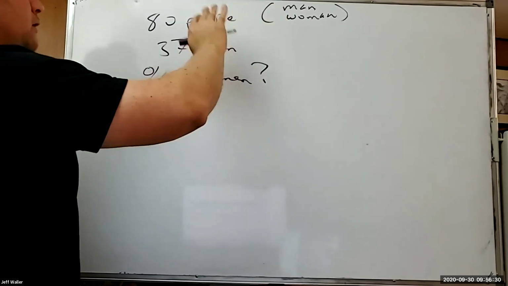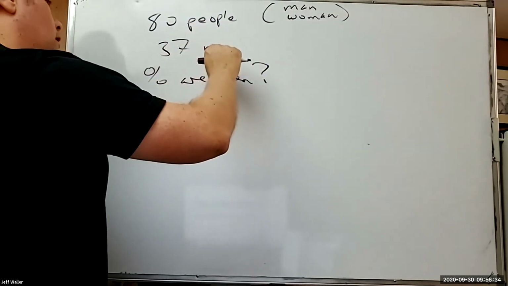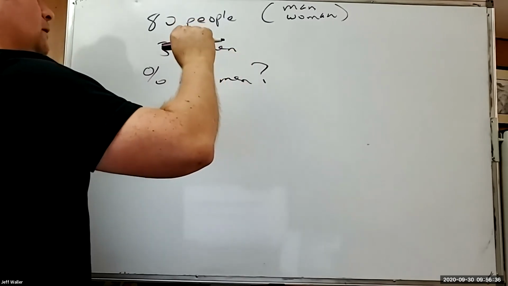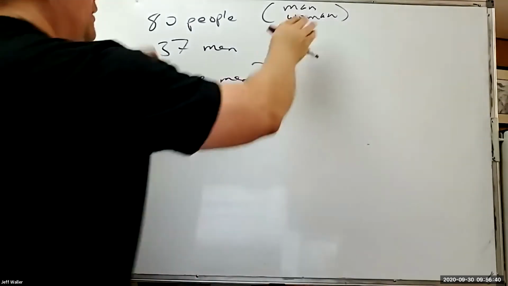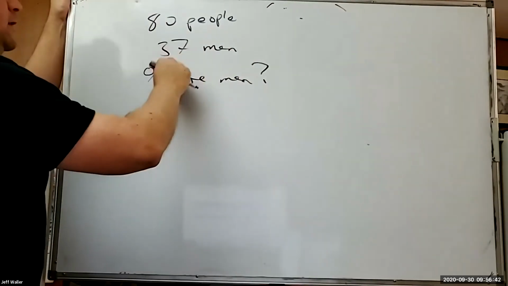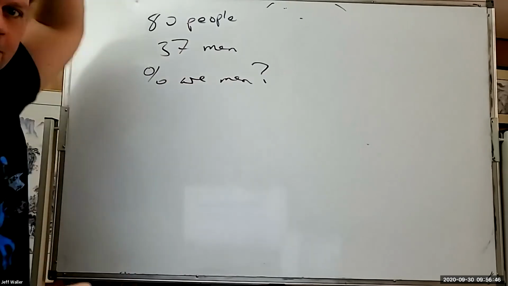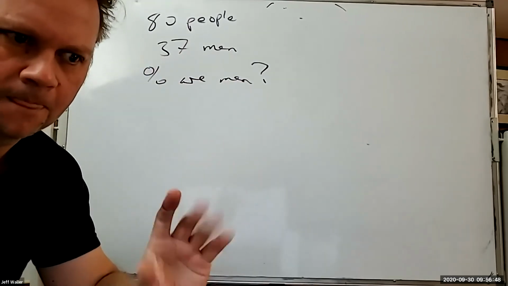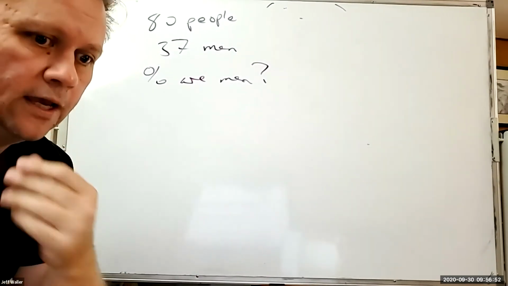So everybody in this room identifies strictly as a man or a woman, and 37 of them identify as men. In fact, to be honest, that doesn't matter. 37 identify as men. So what percentage of the room identifies as a man? There, that covers everybody. 46. About 42.